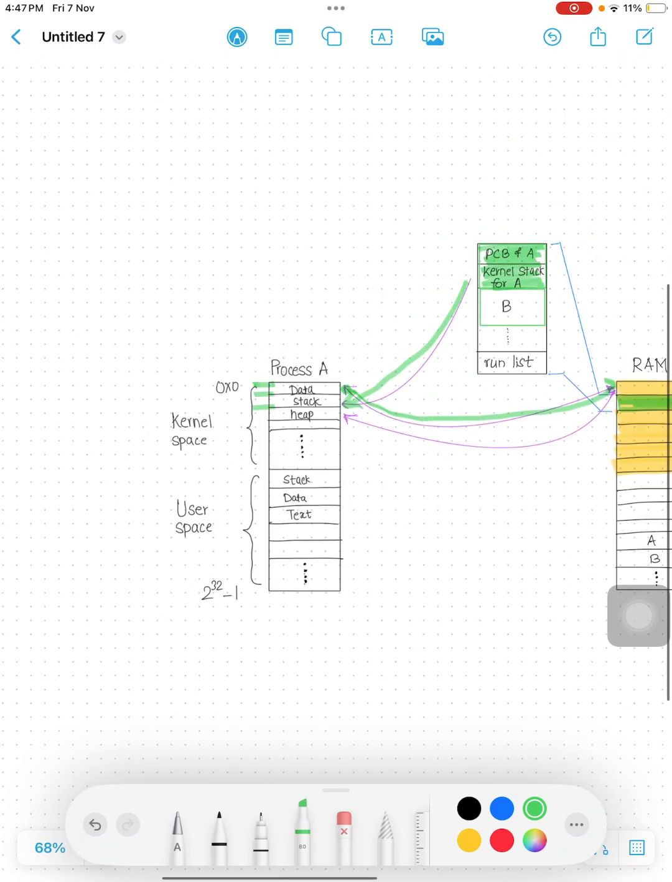We'll see in the next video how the kernel space is utilized during the context switch.